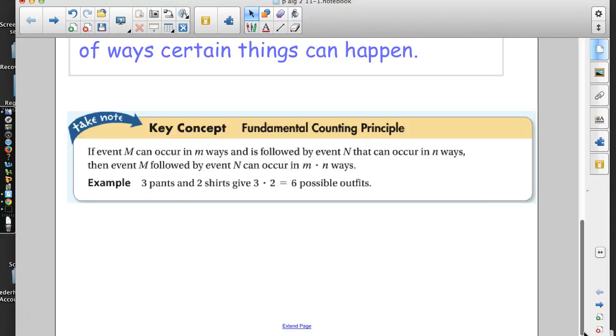So if event M can occur in M ways and it's followed by an event N that may occur in N ways, the event M followed by the event N can occur in M times N ways. Boy, oh boy, are they making that sound difficult. You look in the drawer, there's 3 pairs of pants and there's 2 shirts. How many choices do you have for outfits? Well, 3 times 2 is 6. That's it. That's the fundamental counting principle. There's your choices.